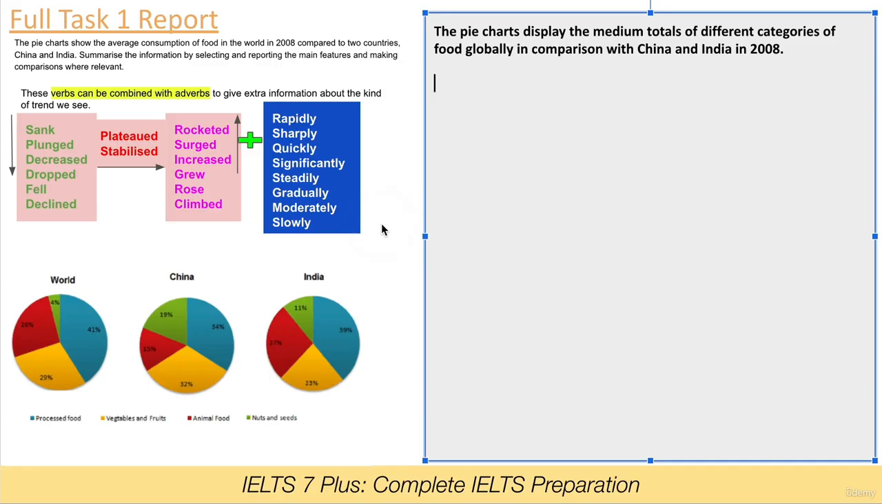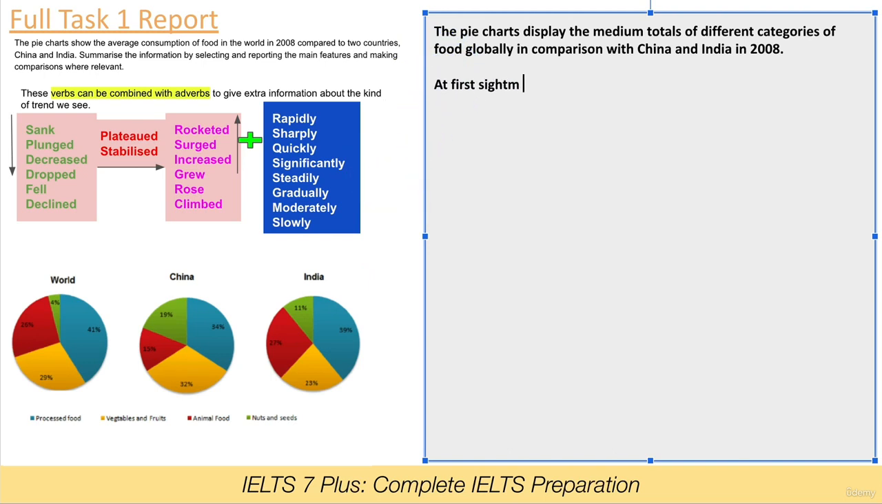Okay, let's have a read back. The pie charts display the median totals of different categories of food globally in comparison with China and India in 2008. Okay, I think that's good. So let's go to our sweeping statement then.